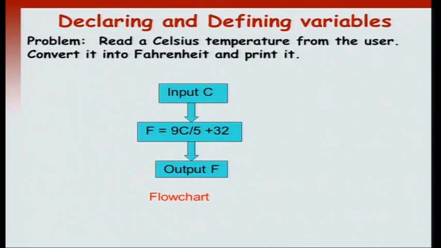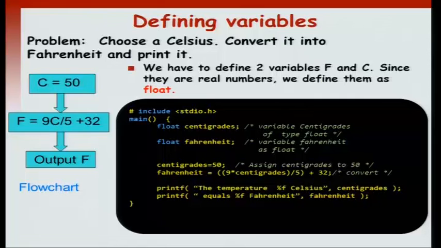So we will draw the simple flowchart for doing the program. You input the temperature in C, in Celsius, convert it into Fahrenheit according to the formula 9 by 5 times Celsius plus 32. Once you are done that, the variable F holds the Fahrenheit value, so you output the F. So here is the simple flowchart that we want to implement. Now, how do we write the equivalent C code?